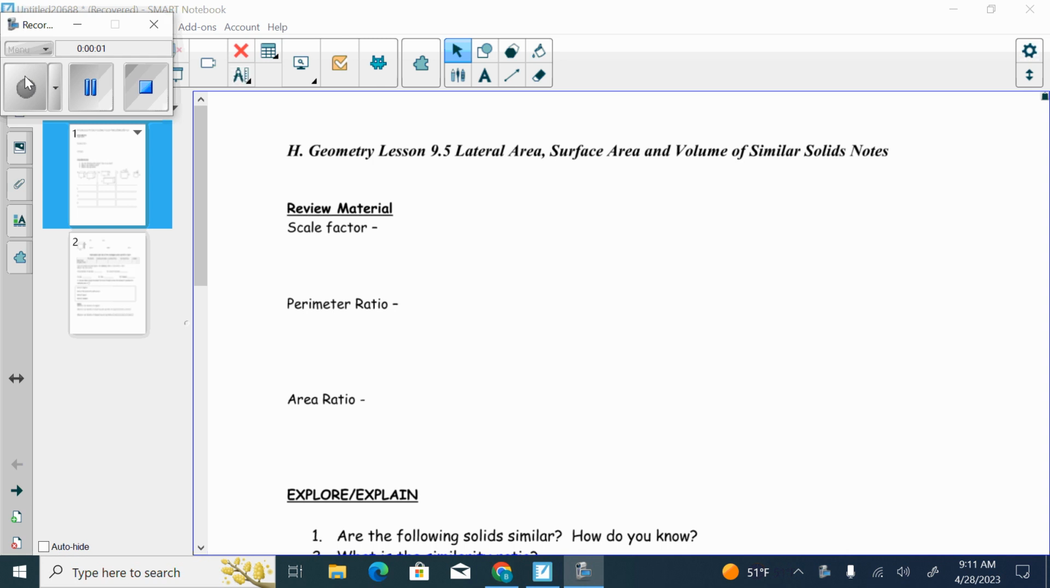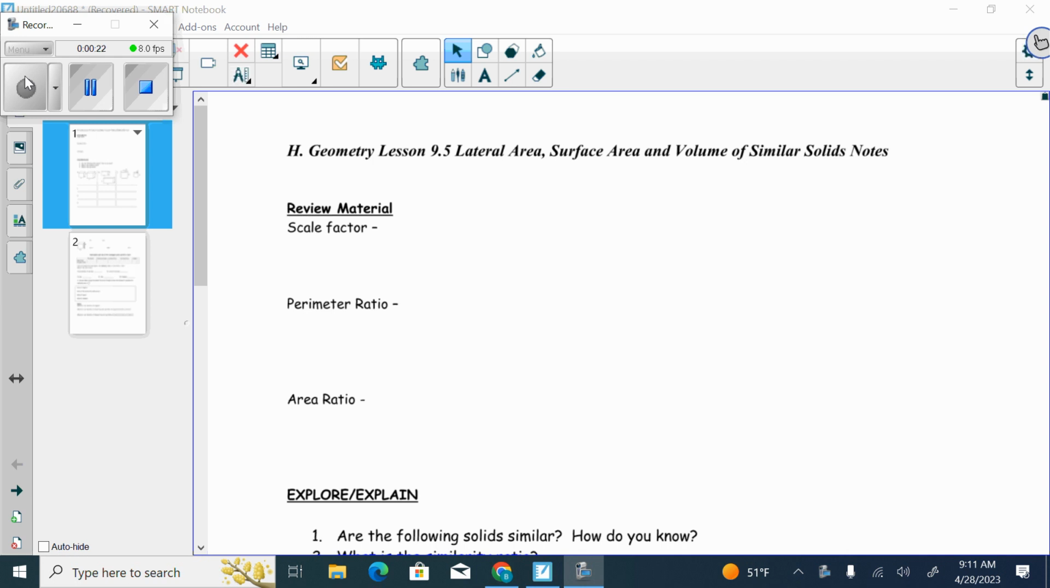Today's lesson, we are going to be adding on to the material that we already kind of talked about last unit that has to do with coming up with our scale factors, area ratios, and today we're going to be adding on volume ratio. So first, just a quick review of what we already know to be true. First of all, what a scale factor is.